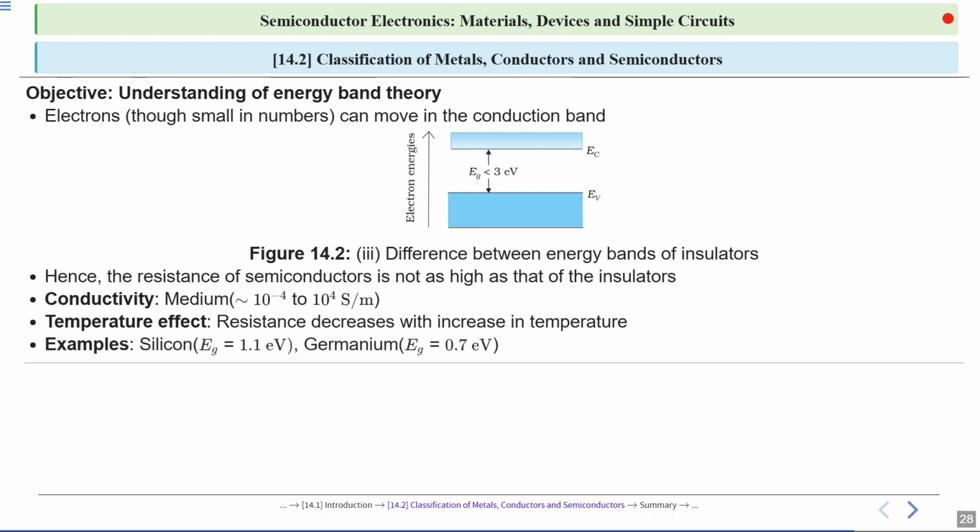Silicon and germanium are semiconductors with different band gaps. Silicon has a band gap of 1.1 electron volt, while germanium has a smaller band gap of 0.7 electron volt. This means electrons in silicon require more energy to move from the valence band to the conduction band compared to germanium.